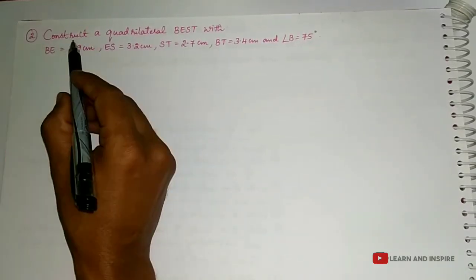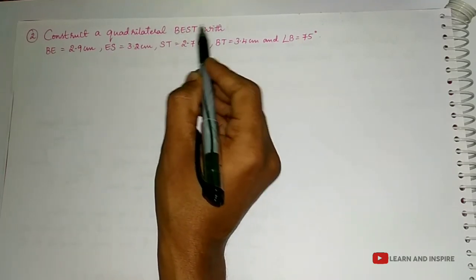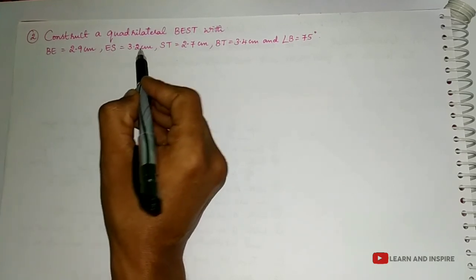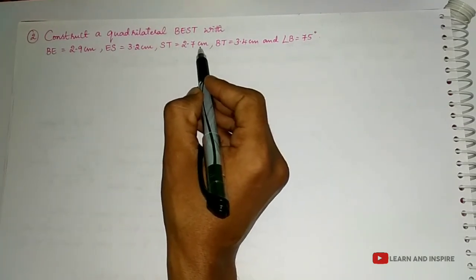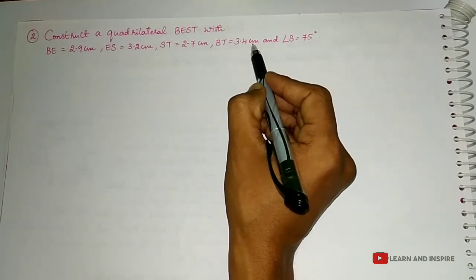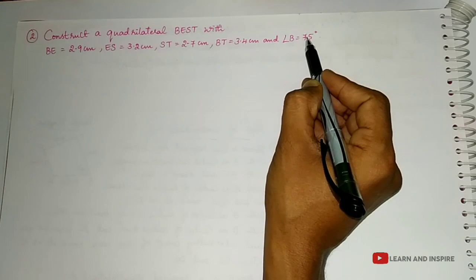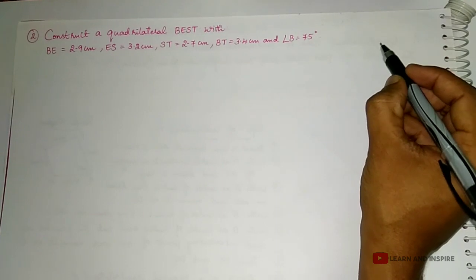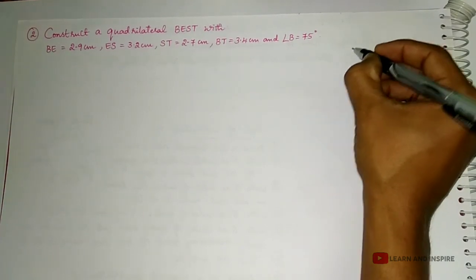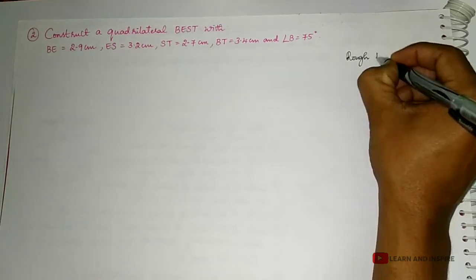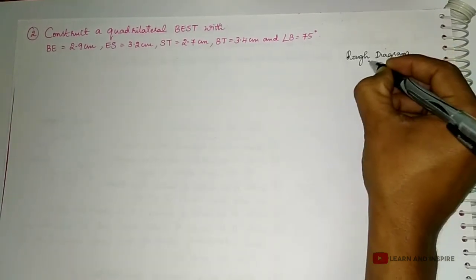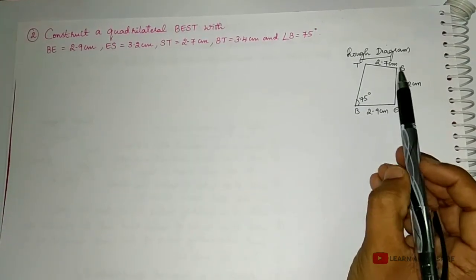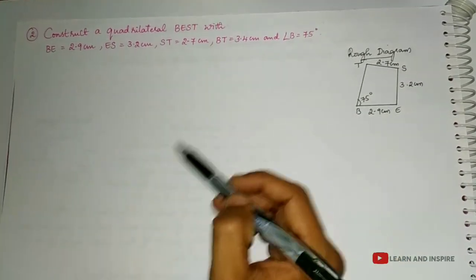Here is the second question. Construct a quadrilateral BEST with BE equal to 2.9 centimeters, ES equal to 3.2 centimeters, ST equal to 2.7 centimeters, BT equal to 3.4 centimeters, and angle B equal to 75 degrees. Okay, so before constructing this quadrilateral, we need to draw the rough diagram. Rough diagram is compulsory. So here is the rough diagram. Based on this rough diagram, we have to construct the original diagram.